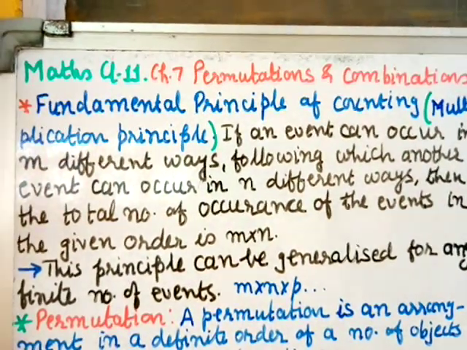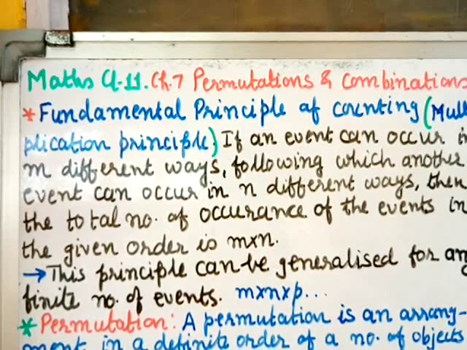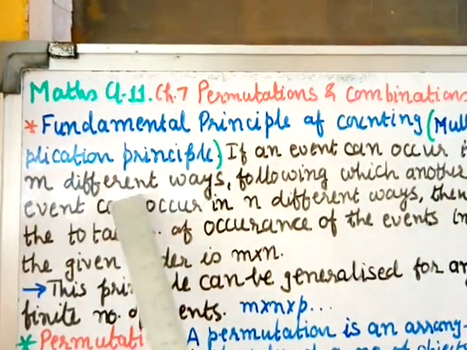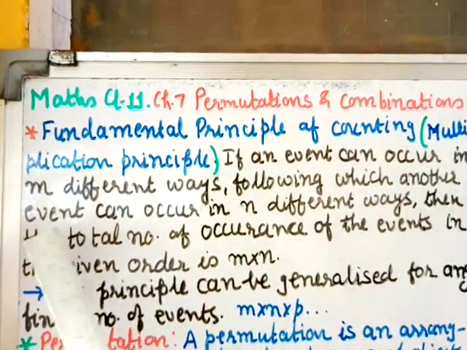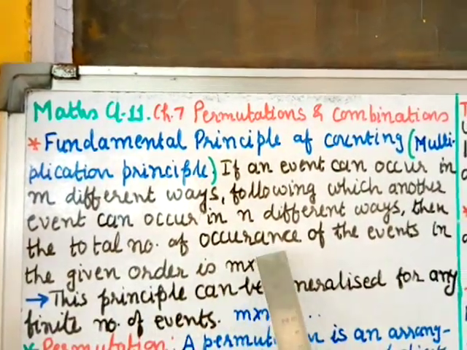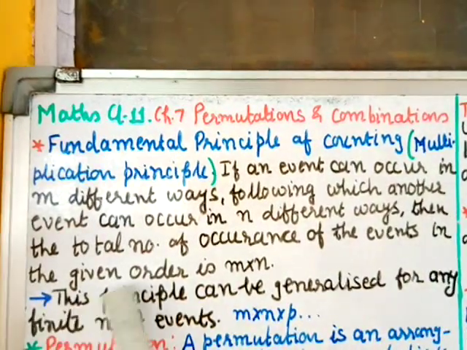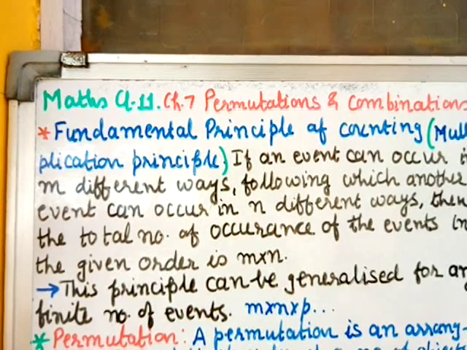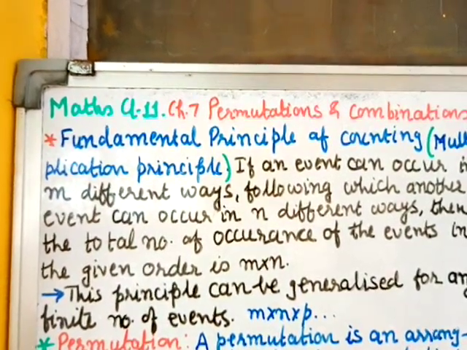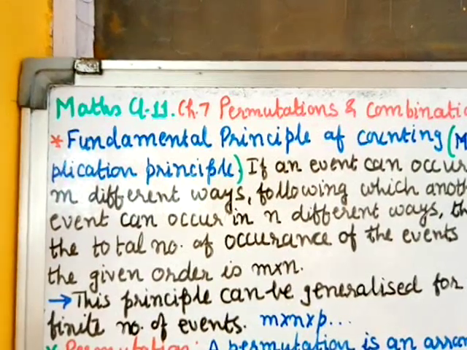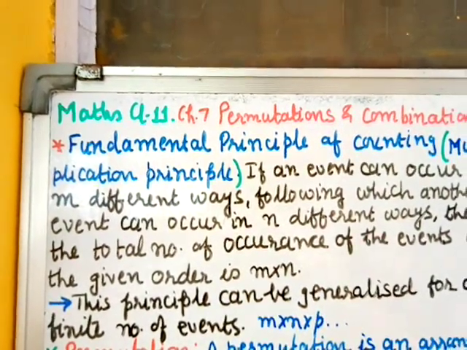Fundamental principle of counting, or multiplication principle. If an event can occur in m different ways, following which another event can occur in n different ways, then the total number of occurrences of the events in the given order is m cross n. So suppose you have an event occurring in m different ways, and then there is another event occurring in n different ways. Then the total occurrence of the event will be m cross n.